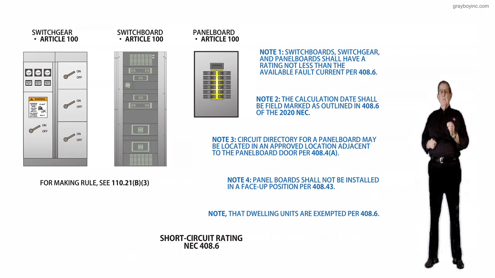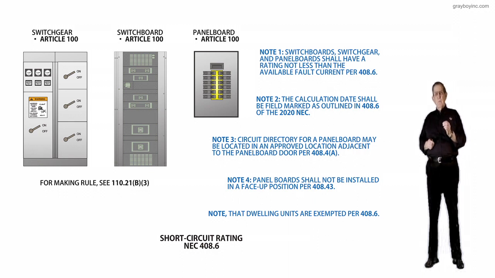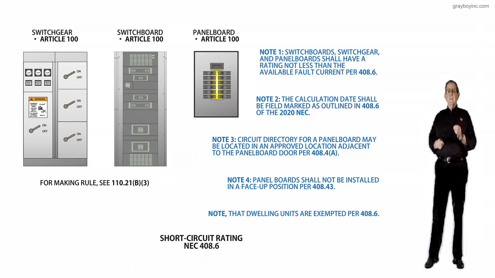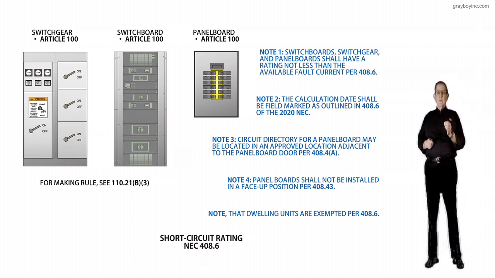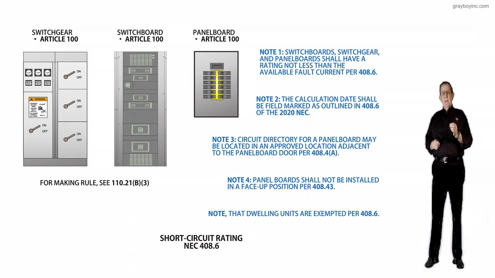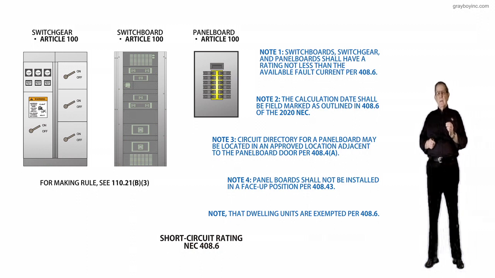The available current and date the calculation was performed shall be field marked on the enclosure at the point of supply. The available current marking shall comply with 110.21(B)(3). But also review very carefully 110.24 to calculate the available short circuit current and the items that have to be listed per 110.24.